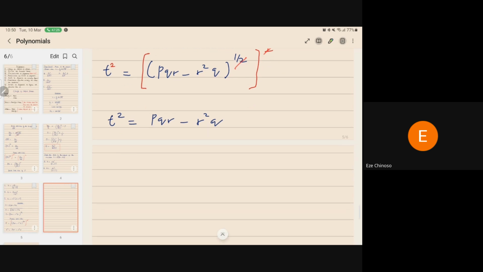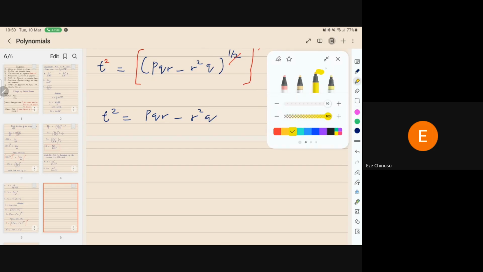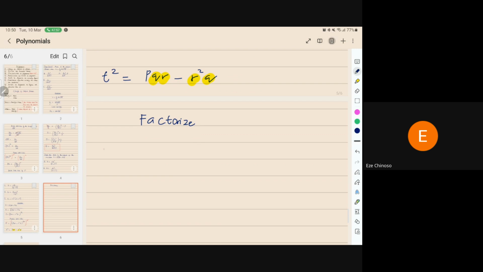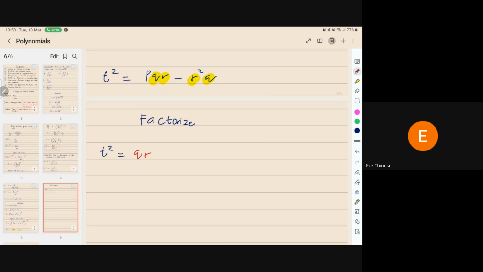Now, we have to factorize. Based on your mathematical eyes, you will see that they have something in common right here, for some of you that do. You have Q here, it has R, and it has R here as well. So they have something in common, and because of that, we can easily factorize. So when I factorize, I should have that T squared is equal to, I'm bringing out Q, which happens to be the common term. I'm bringing out R as well. When I do, you're going to have QR divided by QR, and we're going to be left with just P minus QR divided by R squared Q, which leaves just R remaining right there.